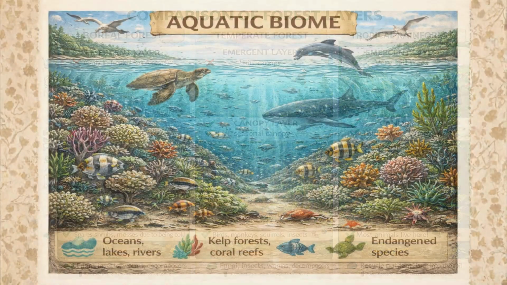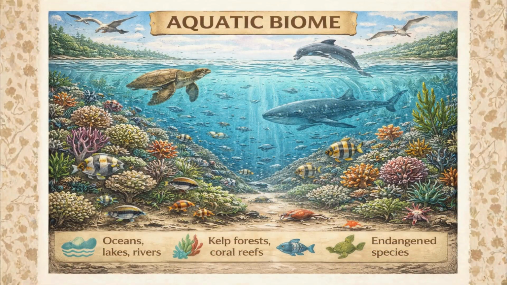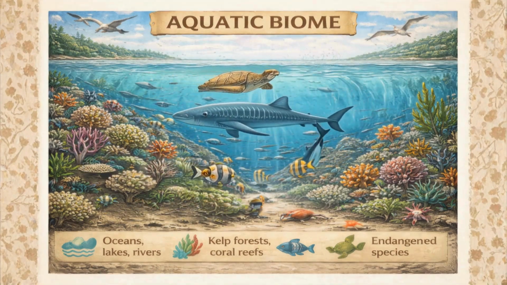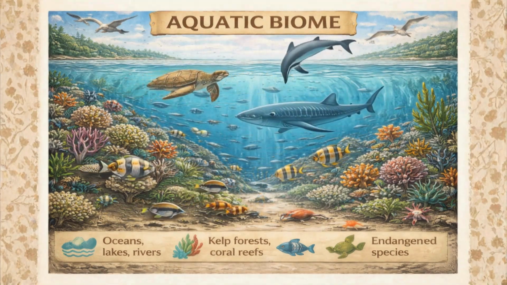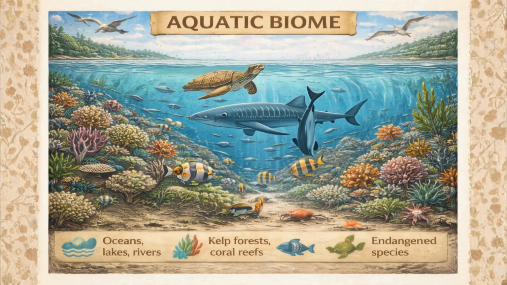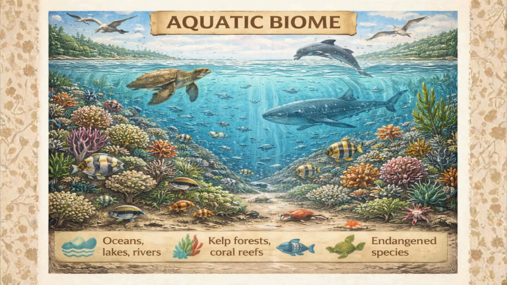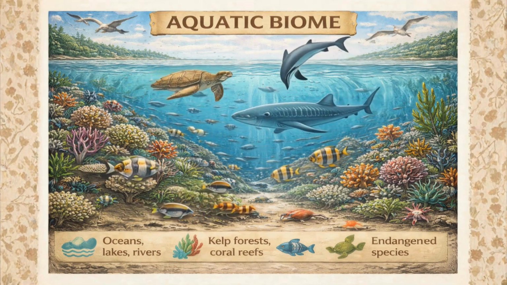Aquatic biomes are places where life depends on water. They include rivers, lakes, and ponds, where fresh water flows or stays still. Animals like fish, frogs, and turtles live here because water provides food, shelter, and a safe place to grow and reproduce.